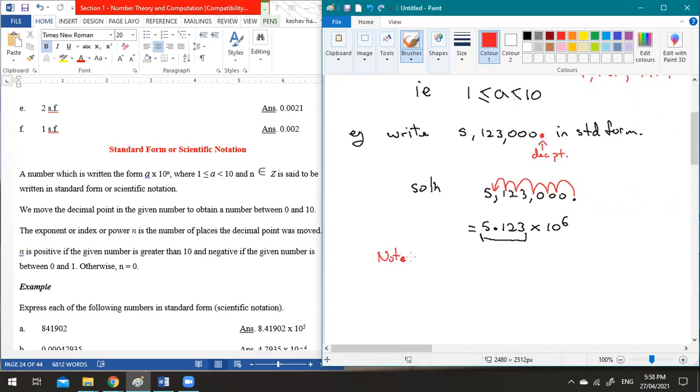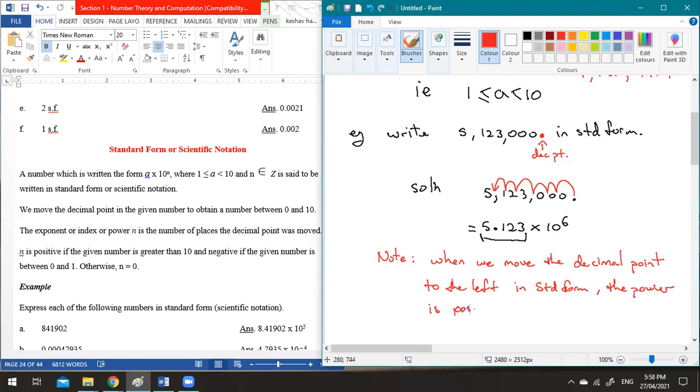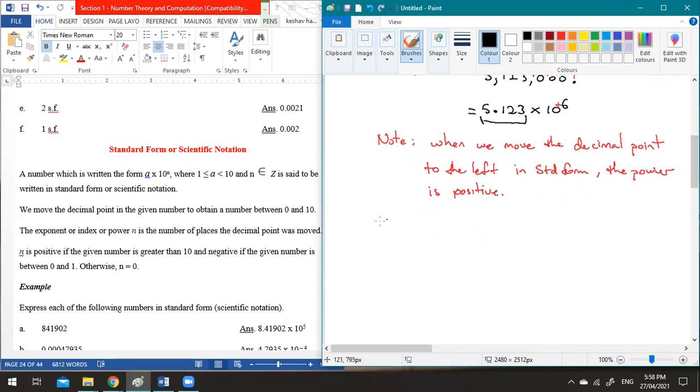And note, when we move the decimal point to the left in standard form, the power is positive. So this power would have been positive, right? Now if we move it to the right in standard form, it will be negative.